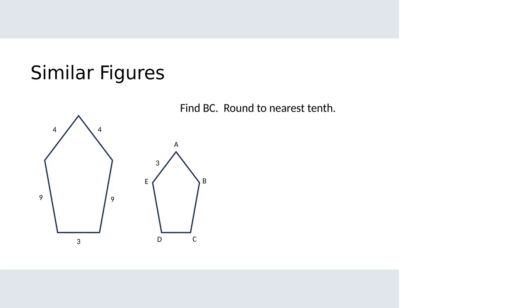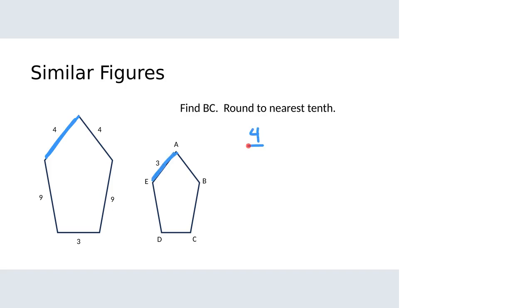Similar figures, something pretty recent. Find BC and round your answer to the nearest tenth. So we have these elongated pentagons here, and we want to find BC. First, we establish a relationship between the two using corresponding sides. This 4 corresponds to this 3.